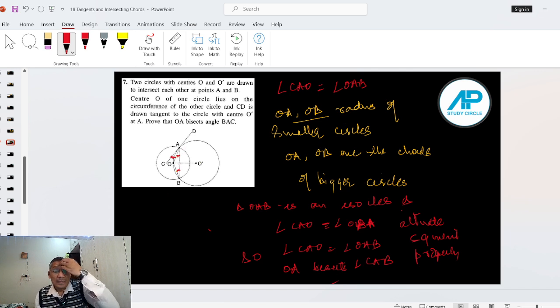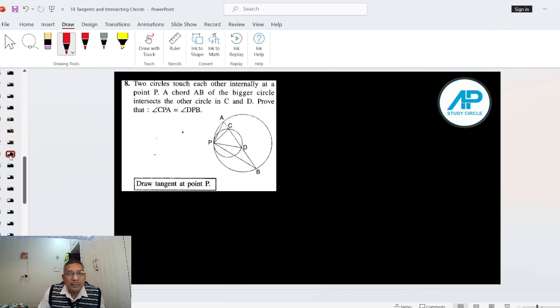OA and OB are equal, so first and second are equal. Then OA is the chord, AC is the tangent. Third angle is equal to the second angle, and so third and first are also equal, and so OA bisects angle BAC. I hope this makes things clear to you. Right.